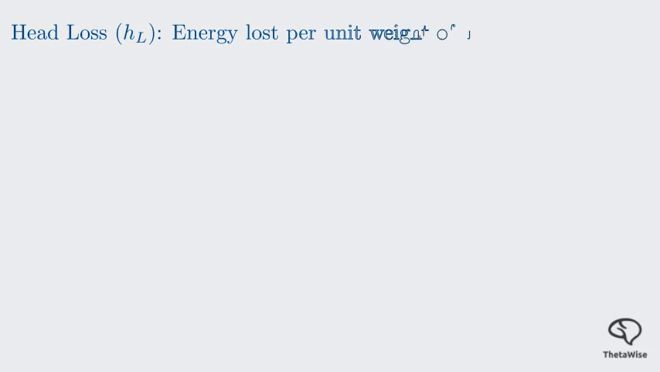We do this by introducing a term called head loss. Head loss, denoted as HL, represents the energy lost per unit weight of fluid due to friction and other factors like pipe fittings. It's typically measured in units of length, like meters or feet.